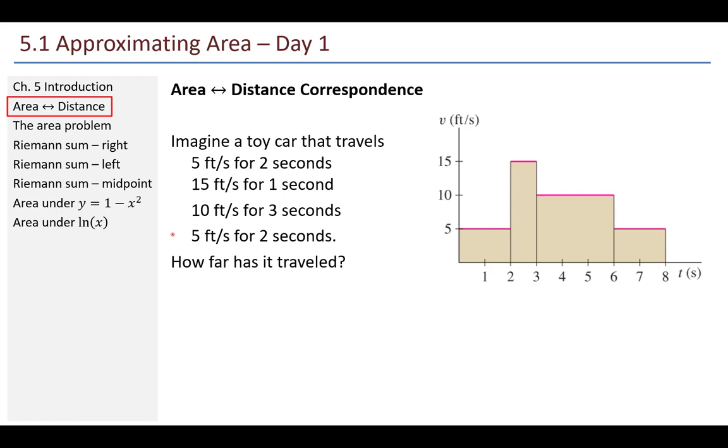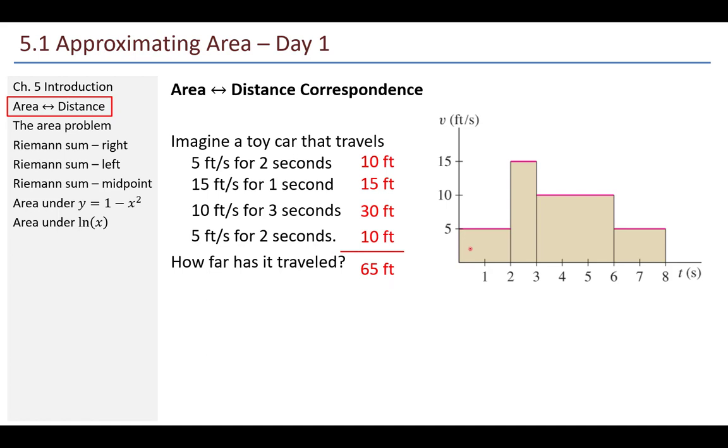Well, we can just take each of these 4 segments and do them individually. 5 feet per second for 2 seconds, just think about that, 5 feet per second, 2 seconds, you're going to go 10 feet. 15 feet per second for 1 second, 15 feet, and so on, and we can figure out the total amount traveled is 65 feet.